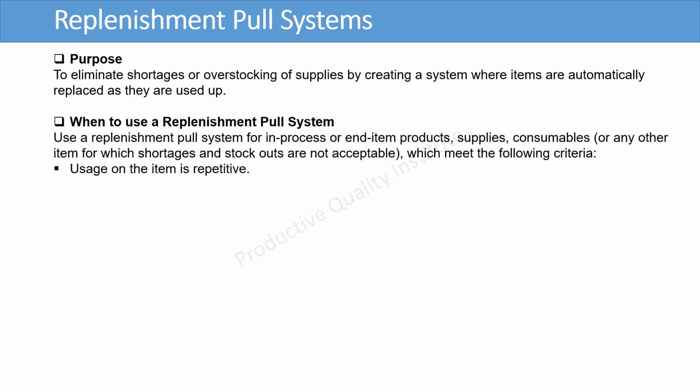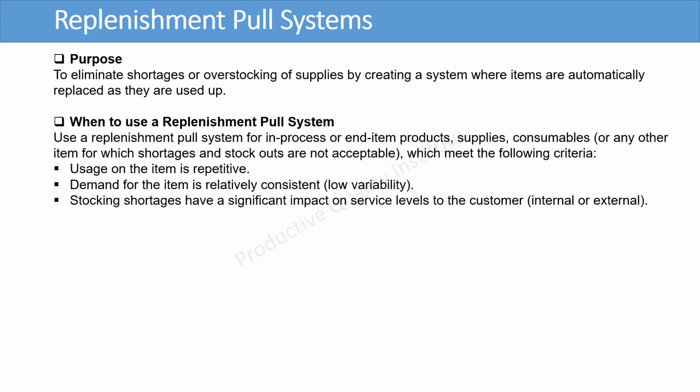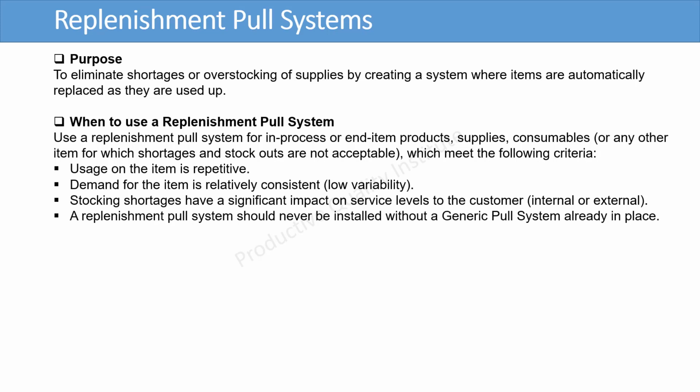Usage of the item is repetitive. Demand for the item is relatively consistent, with low variability. Stocking shortages have a significant impact on service levels to the customer, either internal or external. A replenishment pull system should never be installed without the generic pull system already in place.